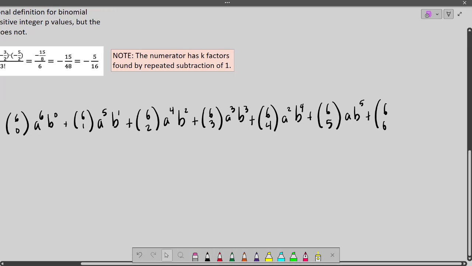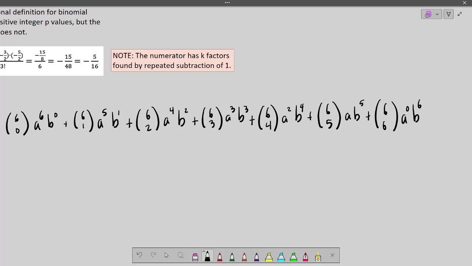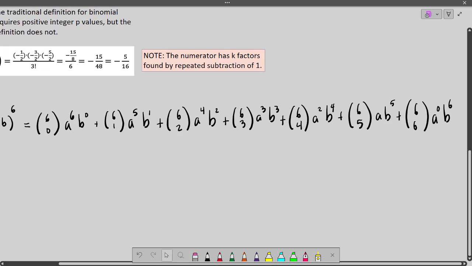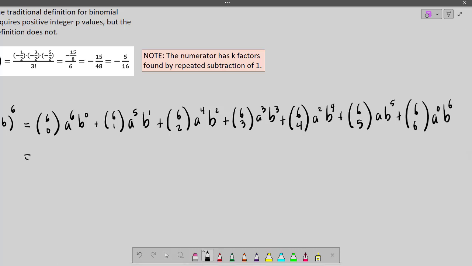Six choose 6. No more a. So a will go to the 0 power, b will go to the 6th power. So that is the quick expansion of this. 6 choose 0. There's only one way to choose nothing. So this is going to end up being a to the 6. 6 choose 1. That's going to be 6.